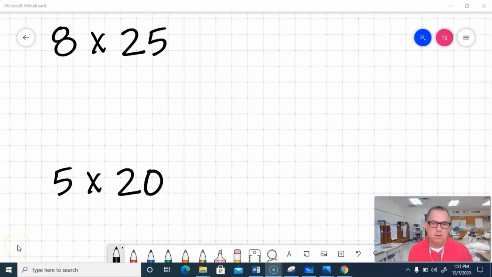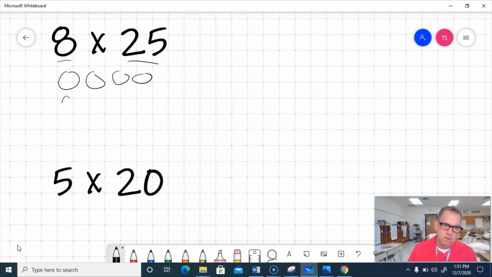Okay, we're going to look at a couple problems here, and we kind of associate this multiplication with money. So for 8 times 25, if I think of 25 as a quarter, and think about 8 quarters, 1, 2, 3, 4 quarters is $1, so 4 more would be $2. So 8 times 25 would equal 200.